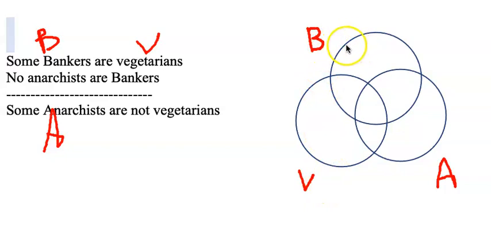So what we're saying is, here's the set of all things in the world that are bankers. Here's the set of all things in the world that are vegetarians. And what we're saying is that this area here, in between bankers and vegetarians, that space is not empty. We're saying that there's something in there. However, we need to be neutral about its relationship to anarchists or anarchism or whatever.